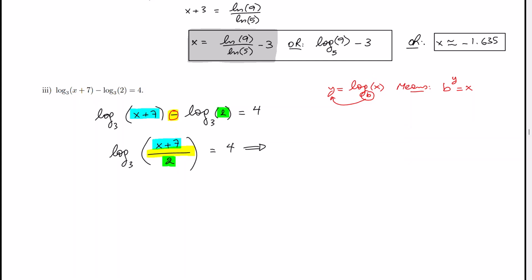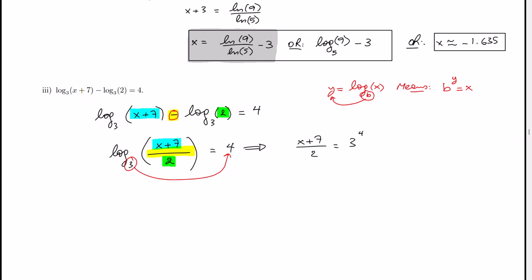And that will be okay, as long as I put an equal in the middle. So I take my base, shove it under the other side, and drop the word log, and that will be okay. So in other terms, I can write down x plus 7 all divided by 2 equals 3 to the power of 4. This is perfectly acceptable to do.